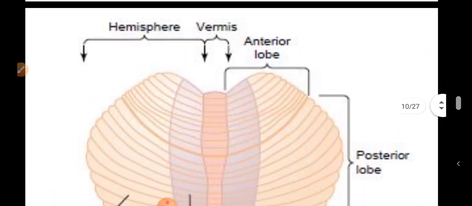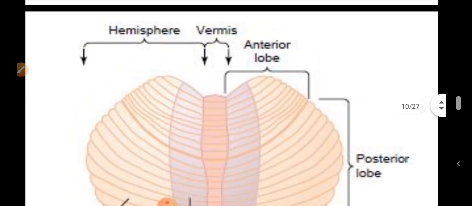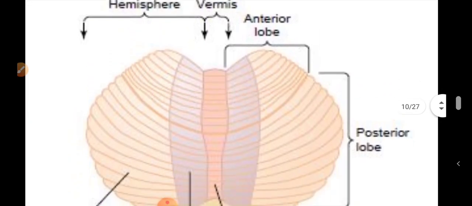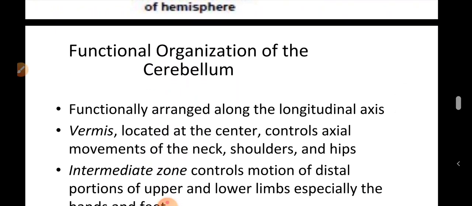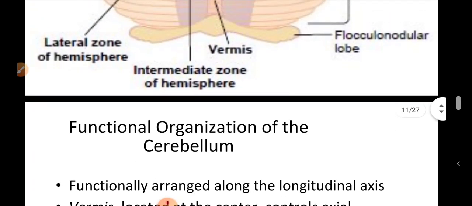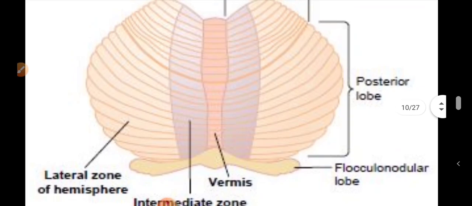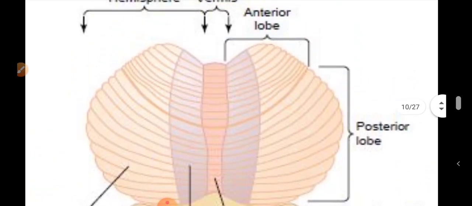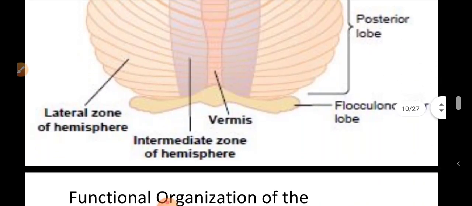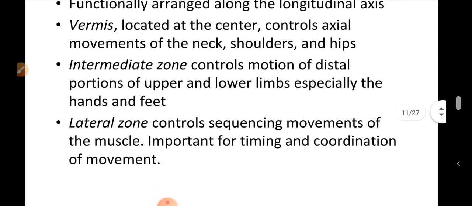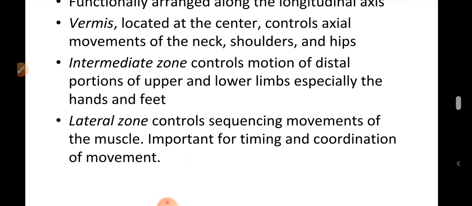So vermis controls the movement of neck, hip and the central portion of the body as well as shoulder, whereas the intermediate zone controls the motion of distal portions of upper and lower limbs. So the precise movements by the hands and the feet are smoothly carried out by the intermediate zone, and the lateral zone is specially reserved for control of sequencing movements of the muscle, and it is important for timing and coordination of movement.